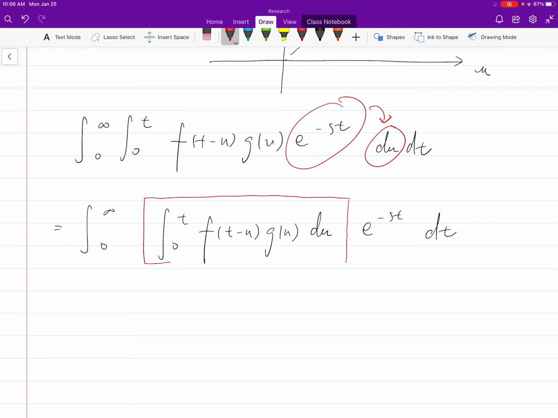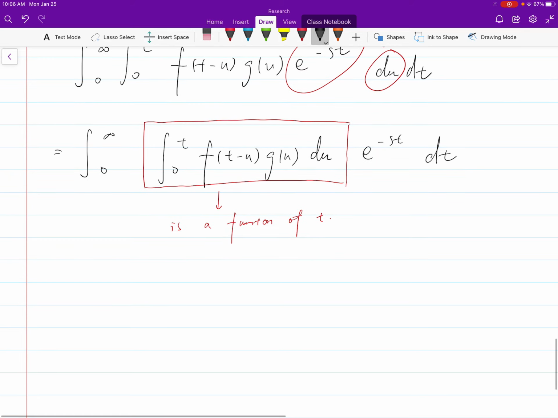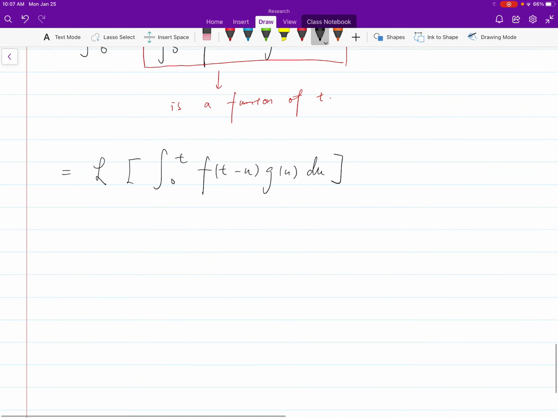If you take this part and look at it, what is this? This part is a function of t after you integrate with respect to u. Therefore, everything I write down here is nothing but L. I treat this one as a function of t. Then from here, you can see from 0 to infinity dt e to the negative st times a function of t. Therefore, this function of t, even though it looks weird, is going to be the function we're trying to take the Laplace transform of.